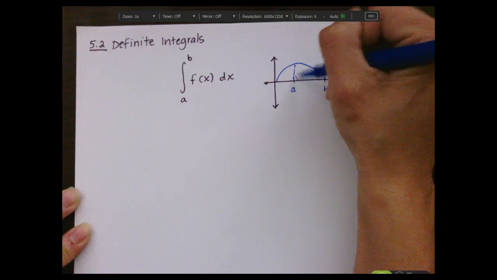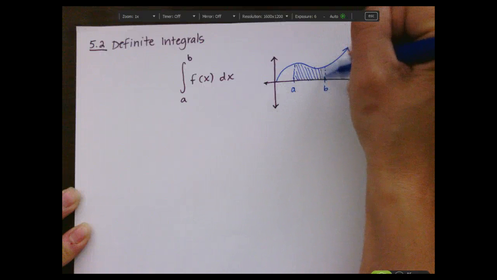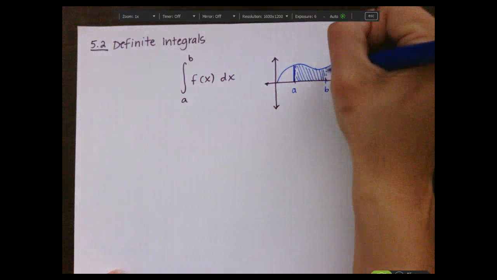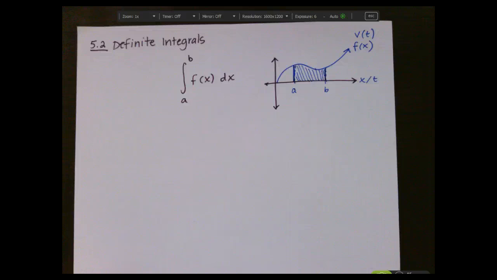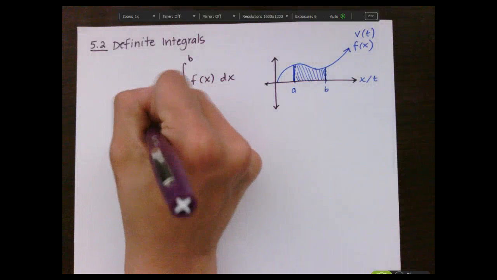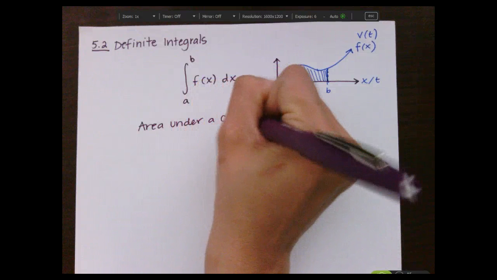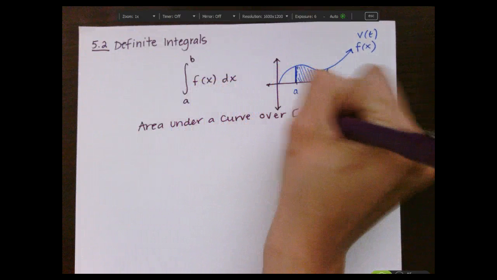And so now we don't have an infinite region, we have a very definite region going from a to b, giving us a constant for our area. So that's what a definite integral represents. It's the area under the curve from a specific a value to a specific b value, representing an interval. So again, it represents the area under a curve over an interval from a to b.